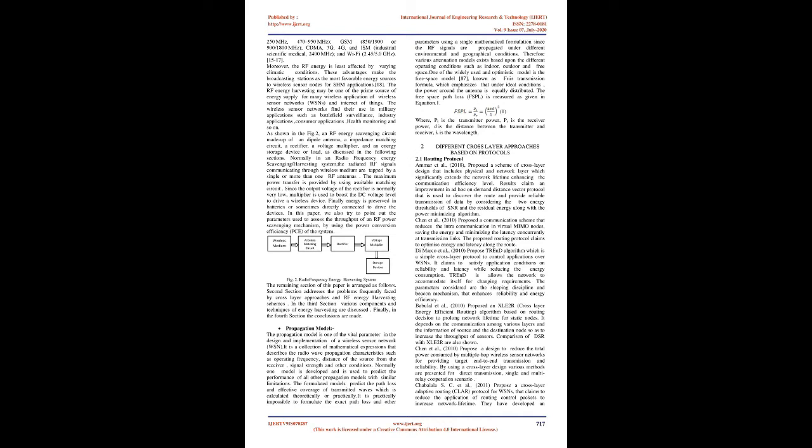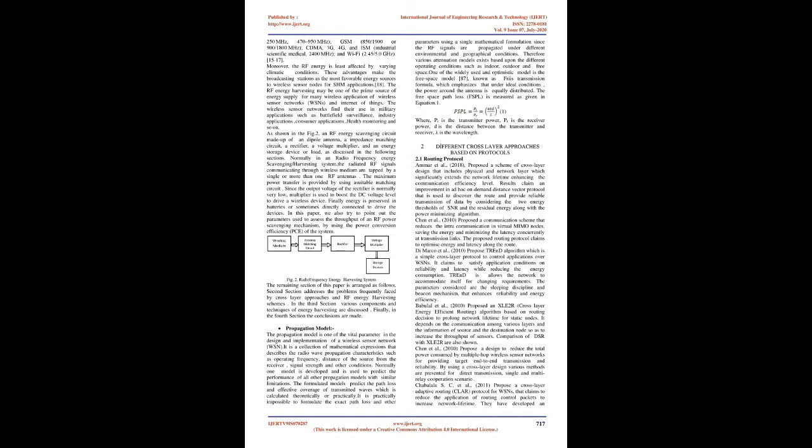Normally in a radio frequency energy scavenging/harvesting system, the radiated RF signals communicating through the wireless medium are tapped by a single or more than one RF antennas. The maximum power transfer is provided by using a suitable matching circuit. Since the output voltage of the rectifier is normally very low, a multiplier is used to boost the DC voltage level to drive a wireless device. Finally, energy is preserved in batteries or sometimes directly connected to drive the devices.